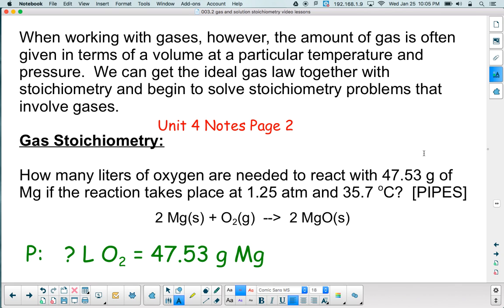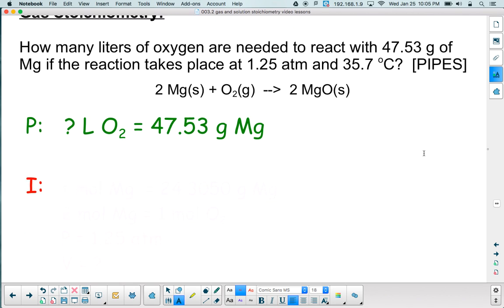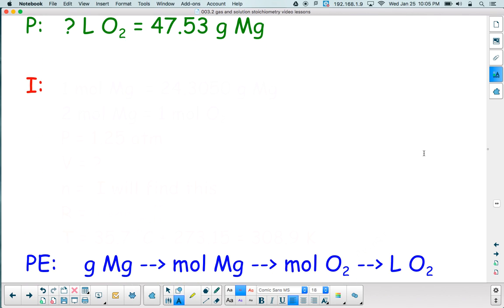In the traditional sense, we would have gone grams to moles to grams. And if we jump down to our plan, you can see that that looks very, very similar to what we're used to, with one little twist at the end. For a plan, we're going to go grams of magnesium to moles of oxygen, in the same way that we always have. And then for our last hop, instead of going back to grams of oxygen, we're going to go to liters. And we're going to use our ideal gas law to make that jump from moles of oxygen to liters of oxygen.